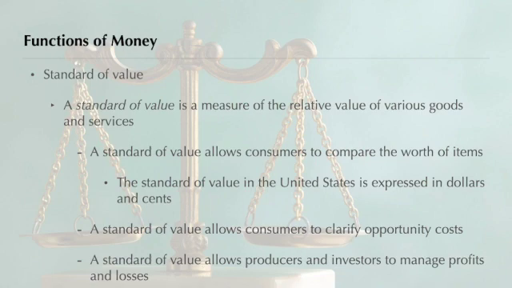In addition to allowing consumers to compare prices, money as a standard of value helps clarify opportunity costs. Suppose that Melanie has $10 to spend. She knows that this amount of money allows her to choose either a cassette or 2 pizzas. If Melanie chooses to buy 2 pizzas, she gives up the chance to buy the cassette, the opportunity cost of her decision. Consumers like Melanie make more informed choices when they consider both the price and the opportunity cost of their decisions.